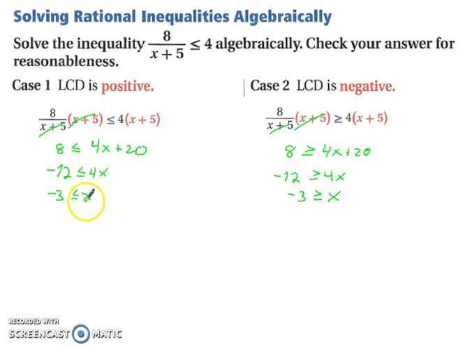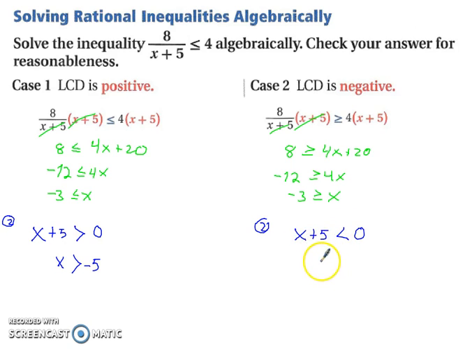Now step 2. Consider the sign of the LCD. For this first one, we're dealing with our least common denominator, so that's this x plus 5. It's saying it's positive, so for it to be positive, it's got to be greater than 0. And then we solve, so x has to be greater than negative 5. Okay, so now let's try step 2 for the second case. This is when your LCD is negative, which means your x plus 5 is going to be less than 0, because that's what makes it negative. And therefore x has to be less than negative 5.